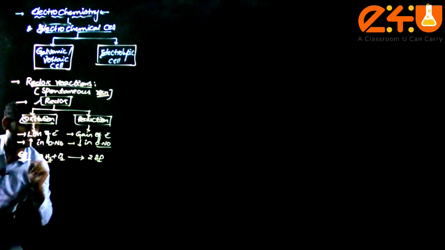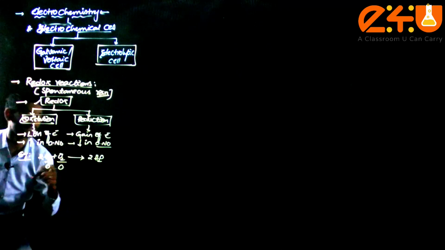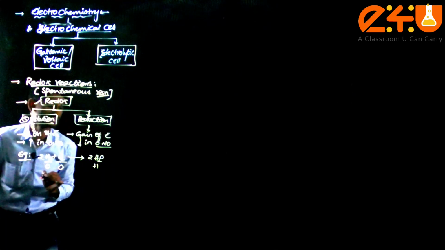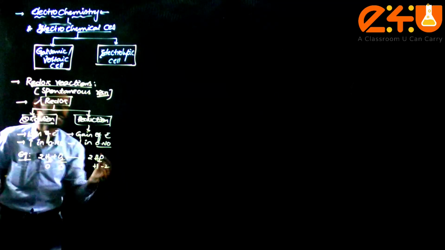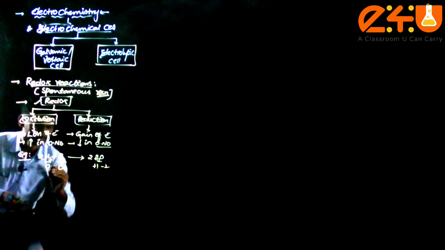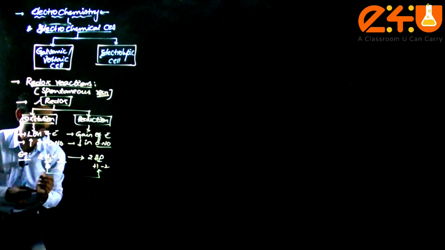If you check the oxidation state, hydrogen is 0 here because it is in elementary form. Here, the hydrogen oxidation state is +1. What about oxygen? It is -2. Now check: hydrogen goes from 0 to +1. What happened here, students? Is there an increase in oxidation number or not?